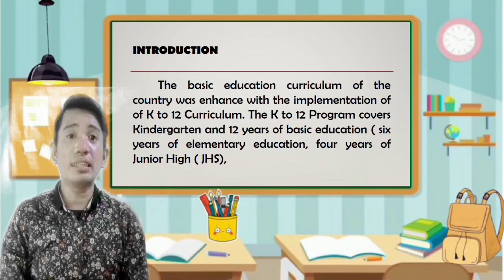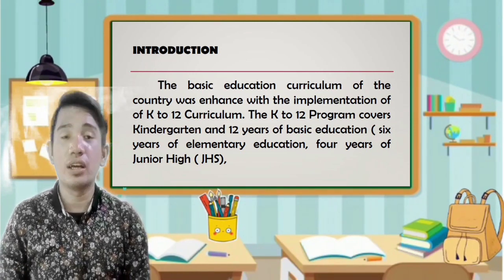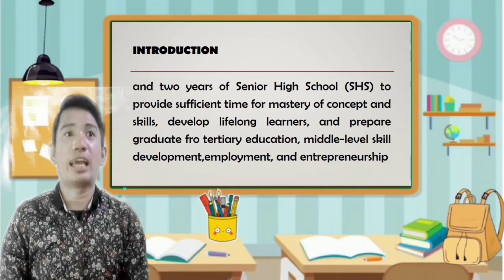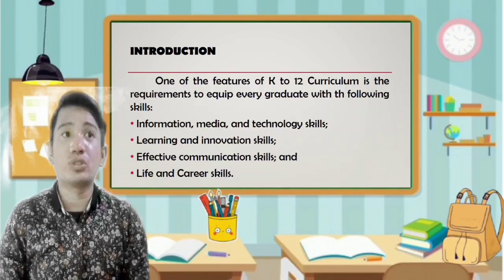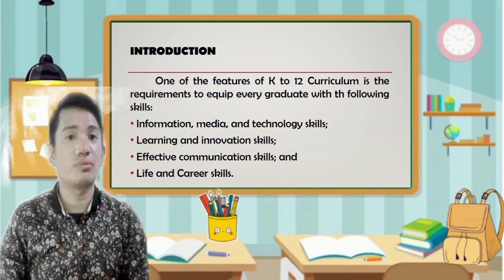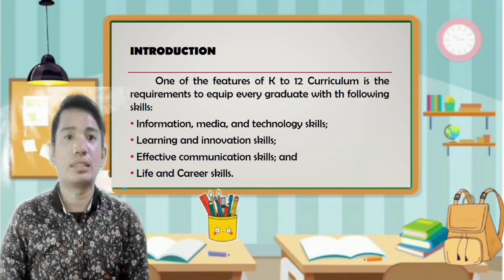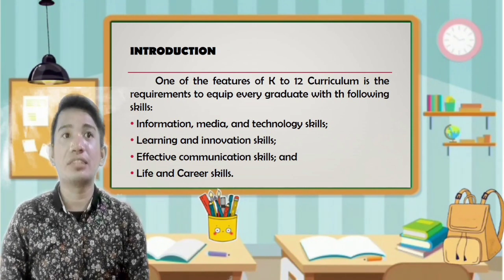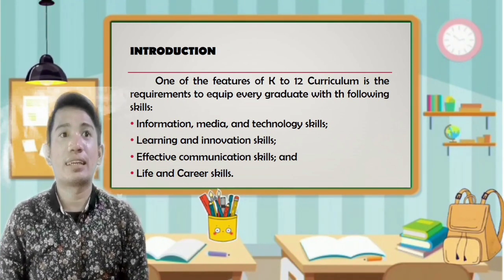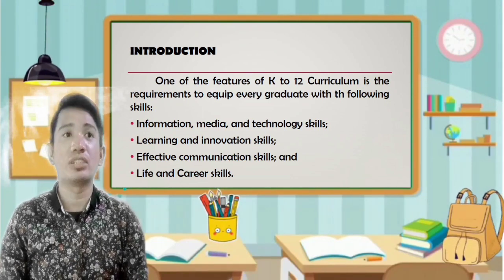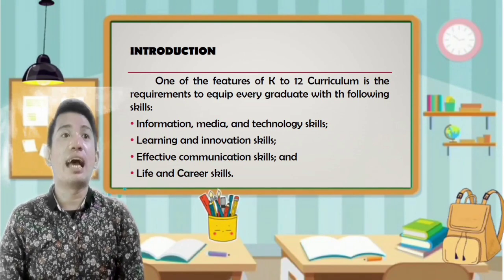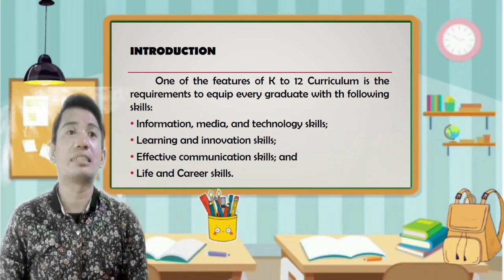K stands for kindergarten, and 12 refers to the succeeding 12 years of basic education. It includes 6 years of elementary education, 4 years of junior high school, and 2 years of senior high school. One of the features of the K-12 curriculum is the requirement to equip every graduate with the following skills. First is information, media, and technology skills. Second is learning and innovation skills. Third is effective communication skills, and last is life and career skills.